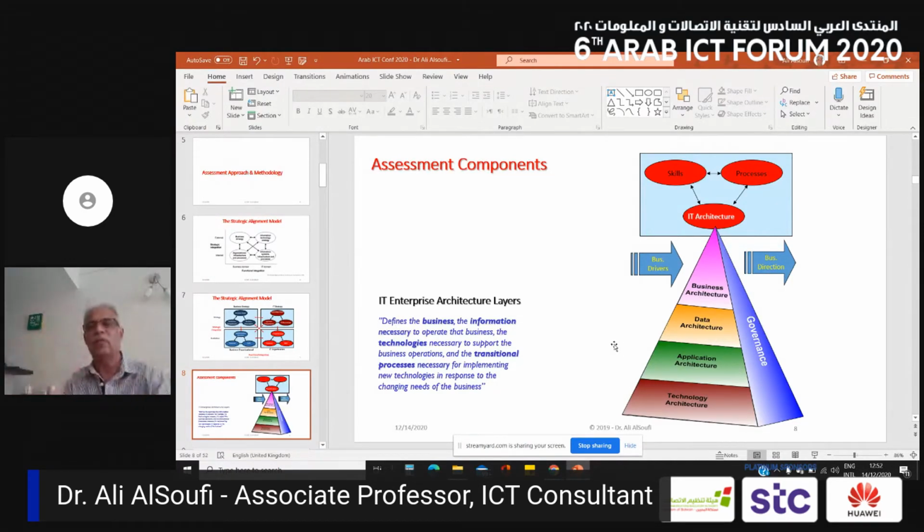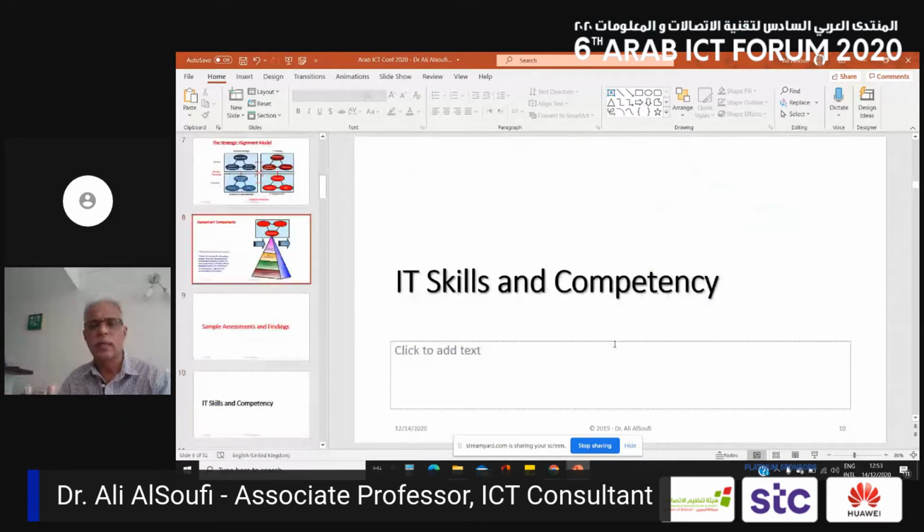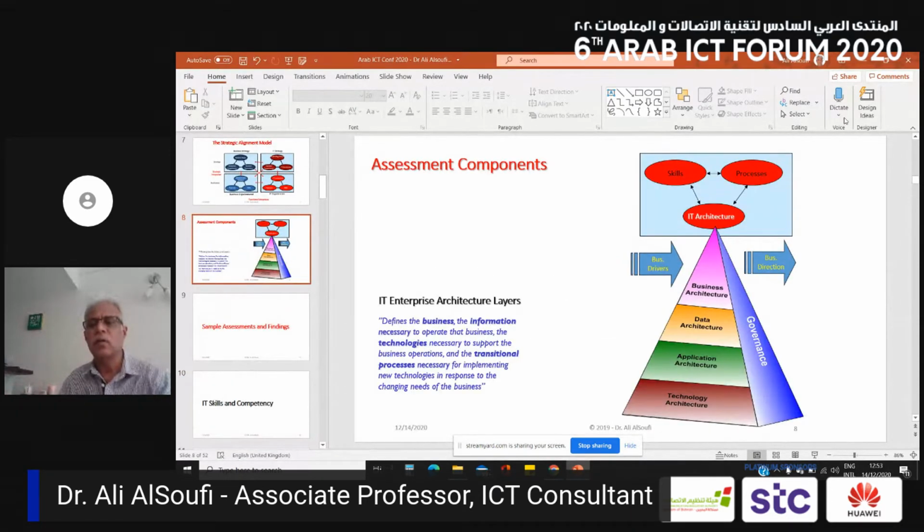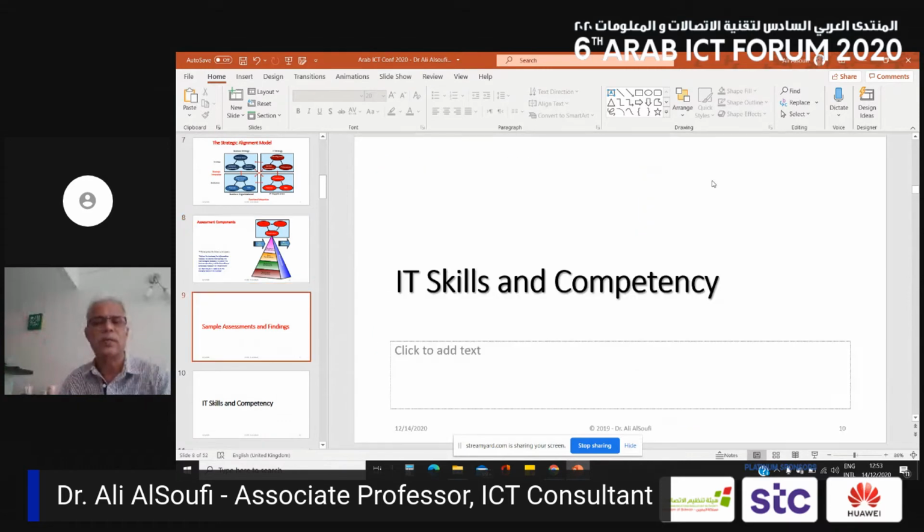What is important that I need to deliver to you is this: this is the method we're going to use in real life, and I'm going to show you some samples of the outcome, some of the conclusions and findings, and the way forward. So let's move on. As I said, look again. I keep reminding you about the three bubbles: skills, processes, and IT architecture. Let's start with the skills.